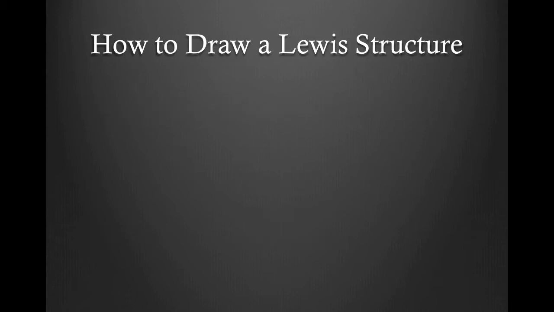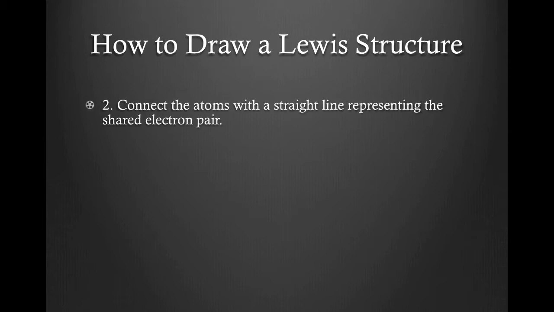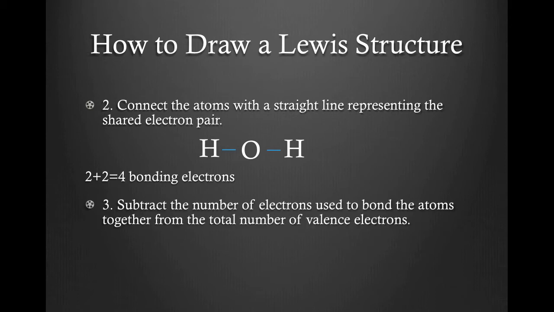Now that I know how many valence electrons are available for bonding, I want to connect all the atoms with straight lines, and these straight lines represent a shared pair of electrons. So one line equals 2 electrons. So here I have my oxygen and hydrogens, and then here I have my bonds. Now I've used up these electrons in bonding, so what do I do with the other electrons? So I have 2 electrons in one bond and 2 in the other for a total of 4 electrons used in bonding. So what am I going to do with the other electrons?